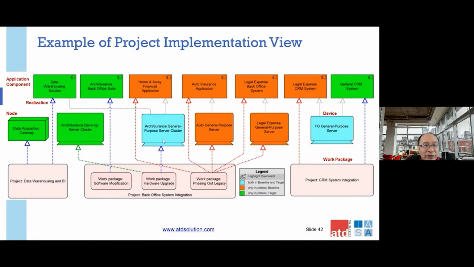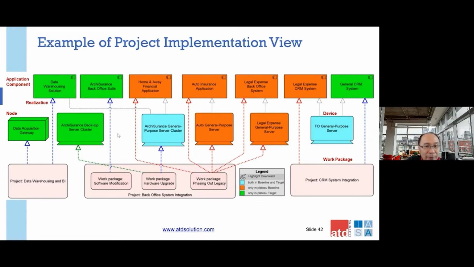And this is an example of the project implementation view. So we know that the boxes at the bottom are actually the projects. The project here called data warehouse and BI is going to do some modification at this node, at this system. And this is another project, back office system integration.